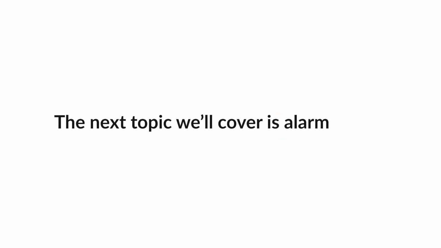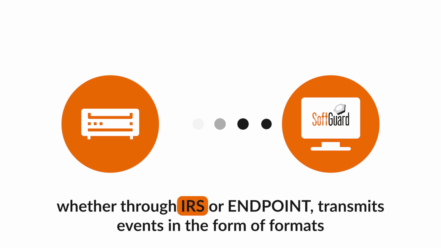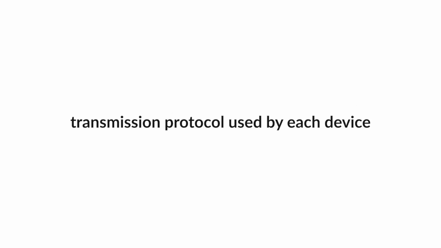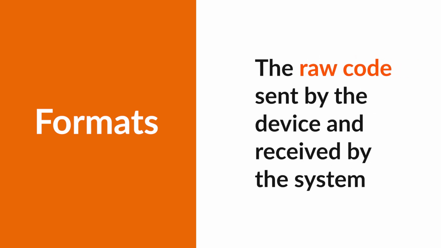The next topic we'll cover is alarm formats. Any device or platform that communicates with the SoftGuard system, whether through IRS or endpoint, transmits events in the form of formats. Formats are encoded according to the transmission protocol used by each device. When we talk about formats, we're referring to the raw code sent by the device and received by the system.